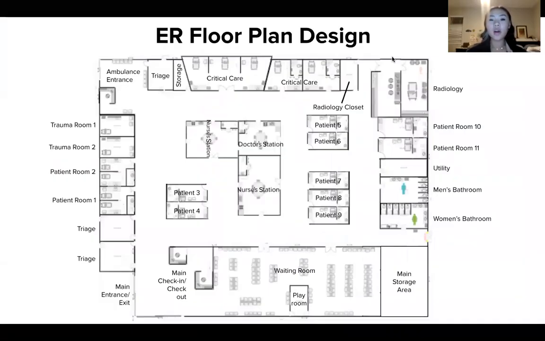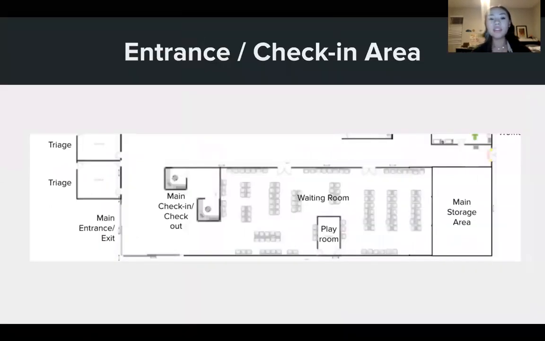This is a general overview of our physical layout. Our ER room is separated into 3 sections in order to improve the flow and efficiency. We will discuss each section in more detail. The first section is a check-in waiting area. Our emergency room will contain a large entrance and exit that will make it easy for patients and staff to pass through upon entry or when they are leaving.